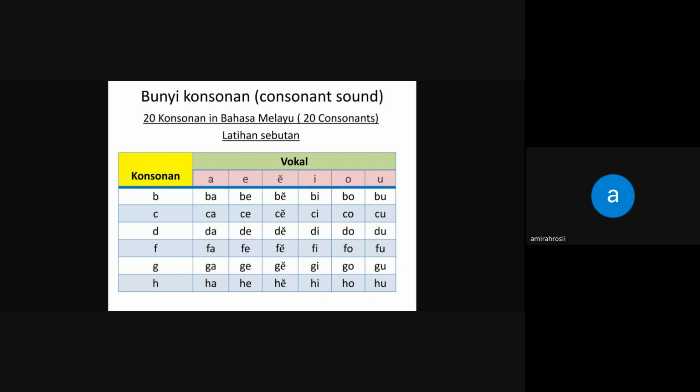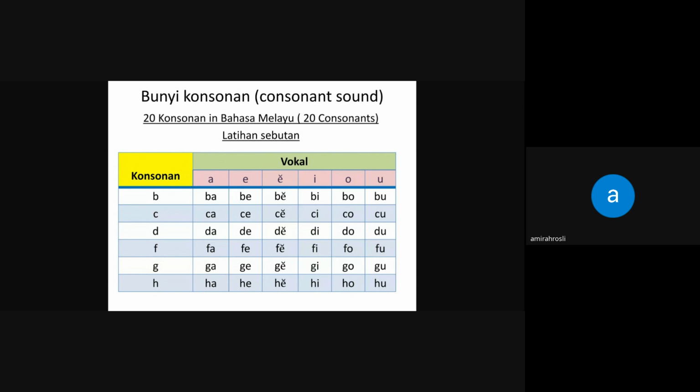And then for the A sound, we actually have two sounds, depending on the placement of the letter A in the word. If the A letter is in the middle, you pronounce it one way. But if the A letter is the last letter in a word, you have two possible pronunciations. Do you get what I mean?